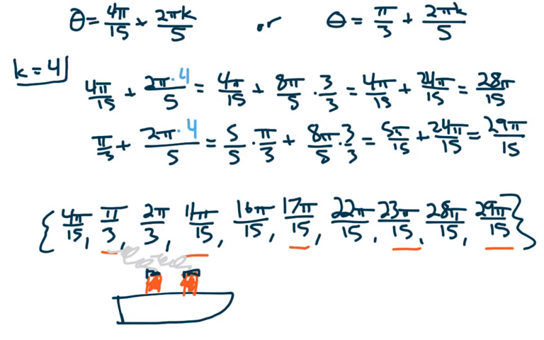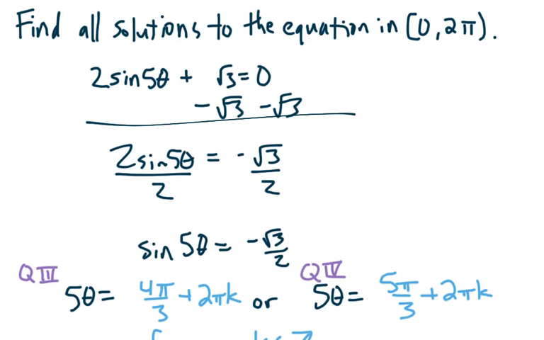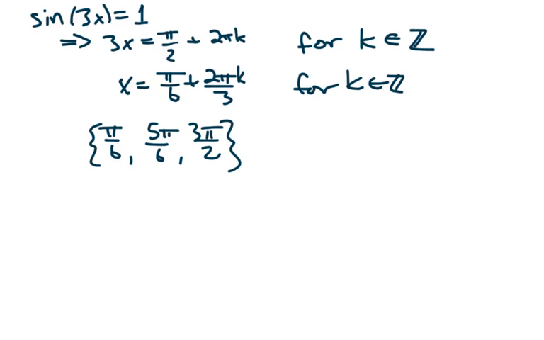We had 5 solutions per expression. And remember that we started with 2 times sine of 5 theta plus radical 3 equals 0. That is linked, for sure. Just like in our first example, we had sine of 3x equals 1, and we had 3 solutions per expression. This time, of course, we only had one expression because the argument had to be a quadrantal angle, but 3 solutions per expression, because that was a 3.